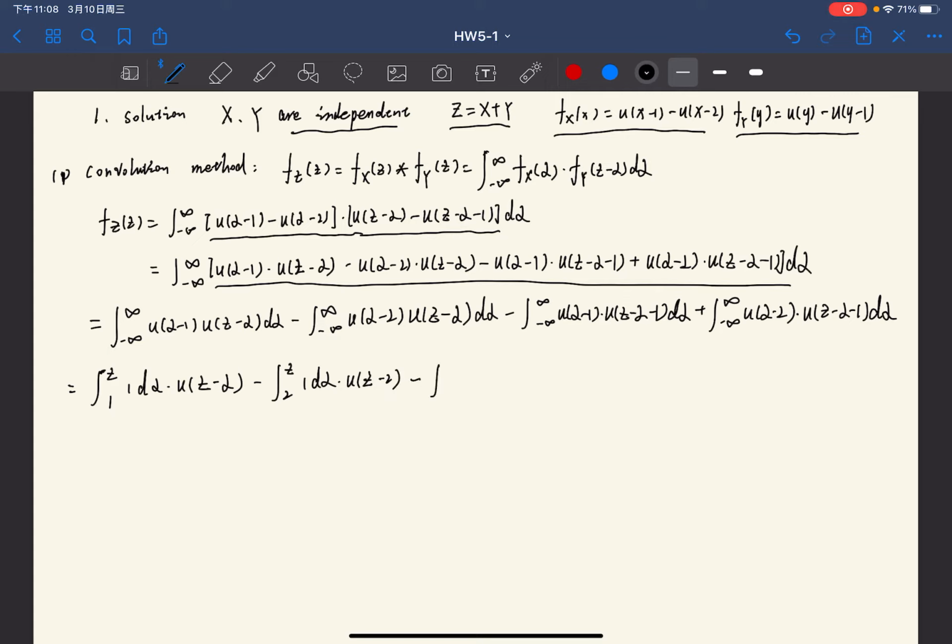And the third part can also be calculated using the same method as the first part. The lower limit is 1 and the upper limit is z minus 1. And so, multiplied by u(z minus 2), using the upper limit minus the lower limit. And the last part is the integral from 2 to z minus 1 of d alpha multiplied by u(z minus 3).